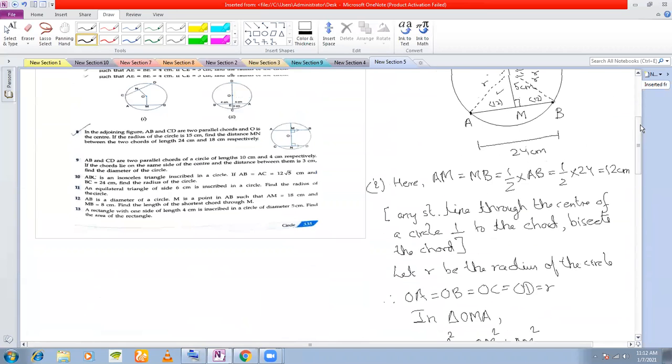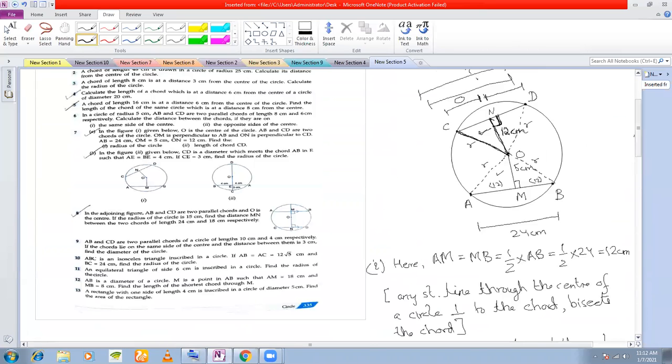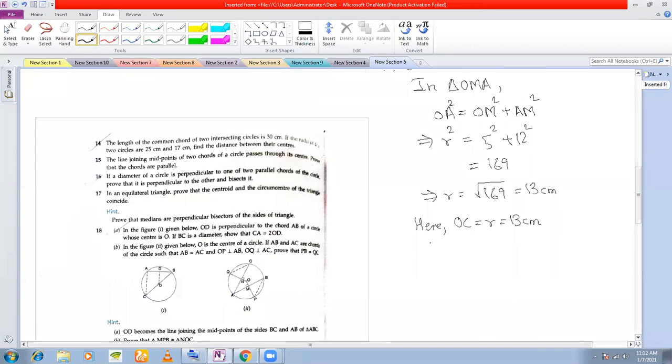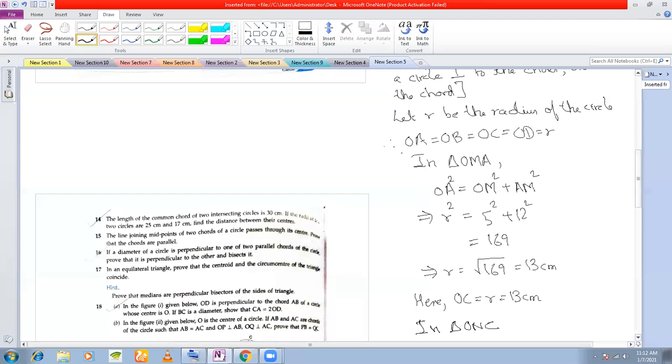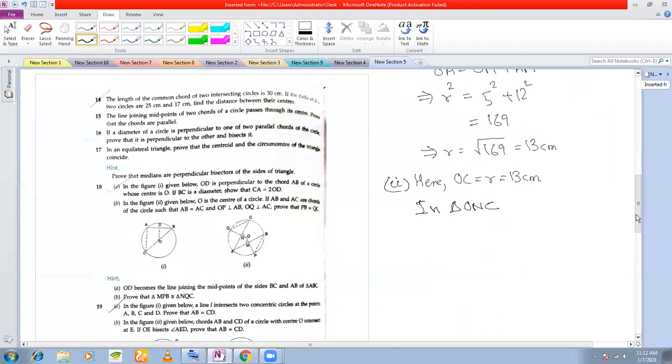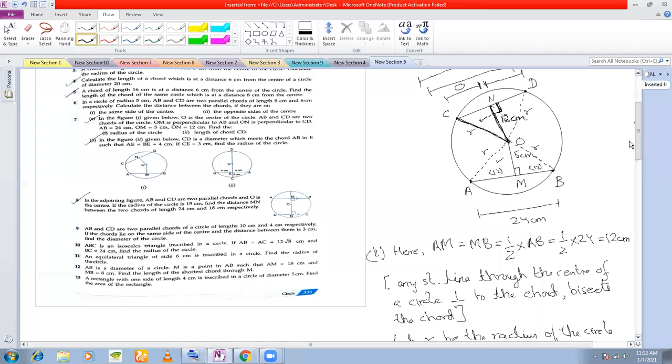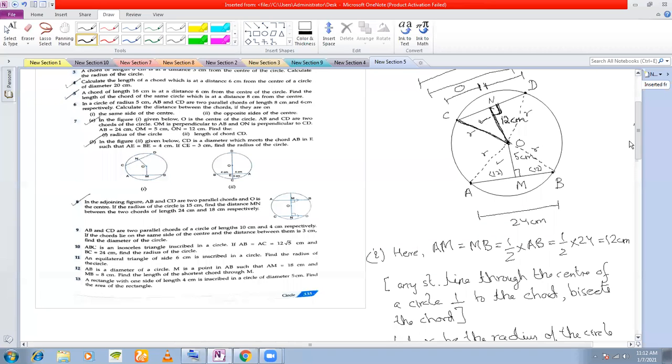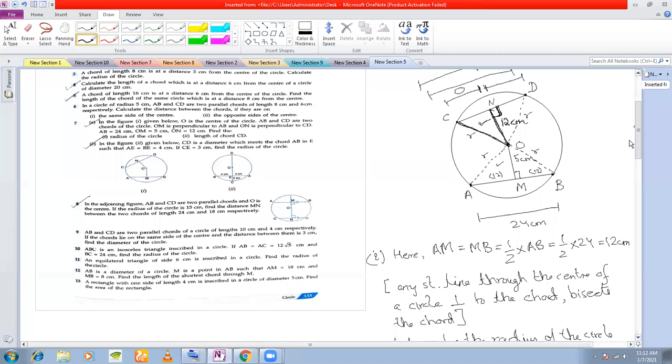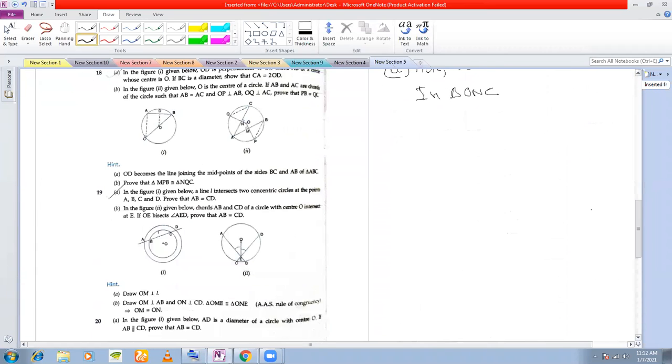So now we consider this triangle. We are considering this triangle ONC. In triangle ONC, this is your part 2. In triangle ONC, OC is my hypotenuse here. ON is my perpendicular, NC is my base. So OC square is equal to ON square plus NC square, right?